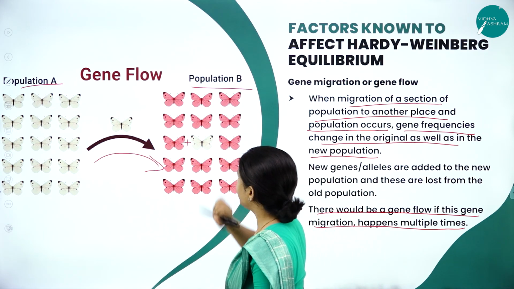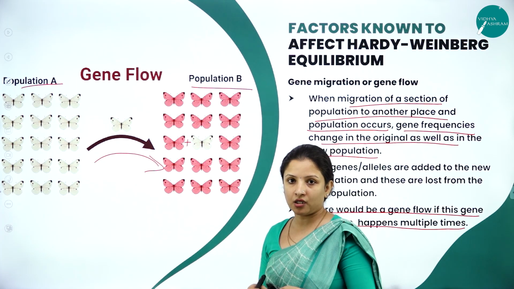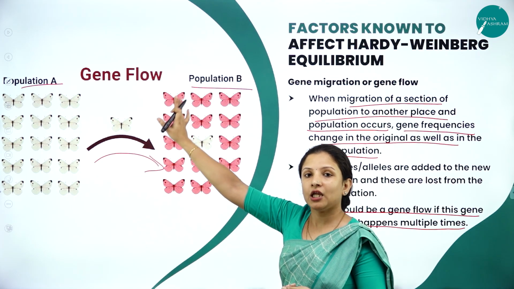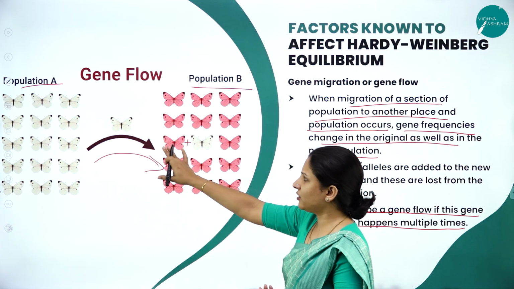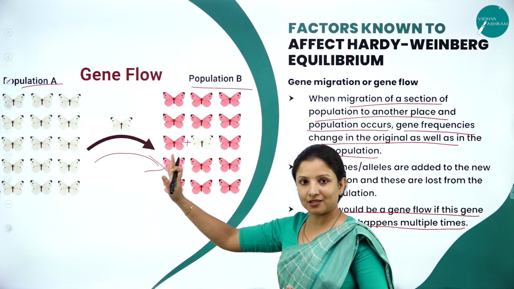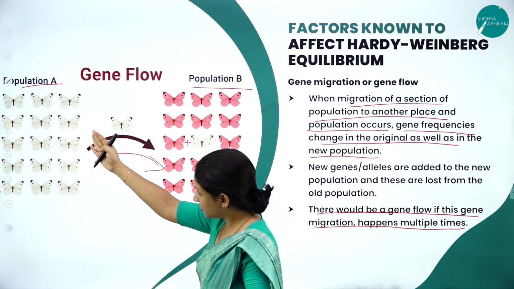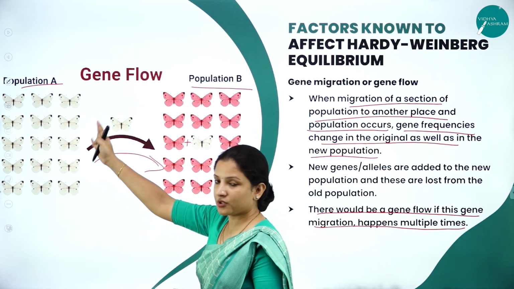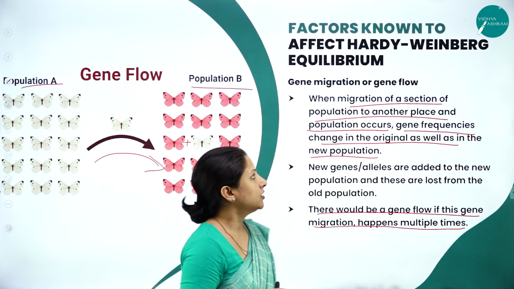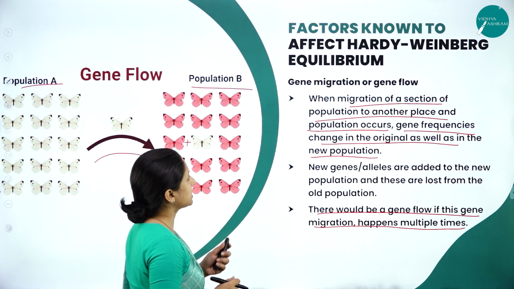So if mating happened between these two butterflies, the progeny will have a different color, or it may have a mixture of colors. Can't say, right? This can alter the equilibrium principle of Hardy and Weinberg, wherein p square plus 2pq plus q square can no longer be equal to the constant 1. This is called gene flow. Now, this is called gene migration. If gene migration happens multiple times from this population to this, or vice versa, then we call it gene flow. Therefore, gene migration or gene flow is one of the factors known to affect Hardy-Weinberg's equilibrium.